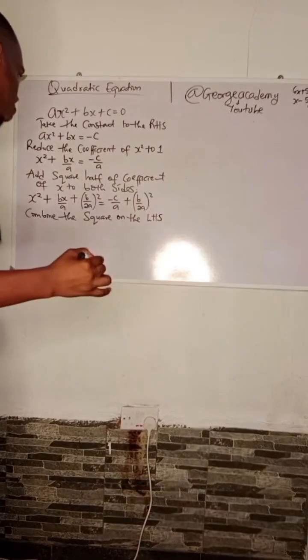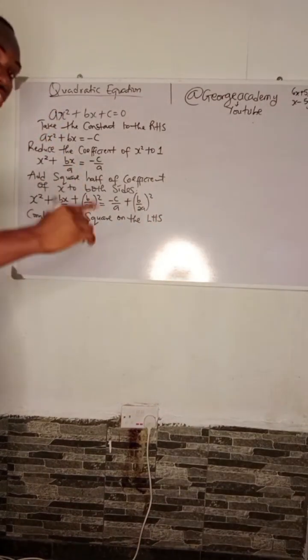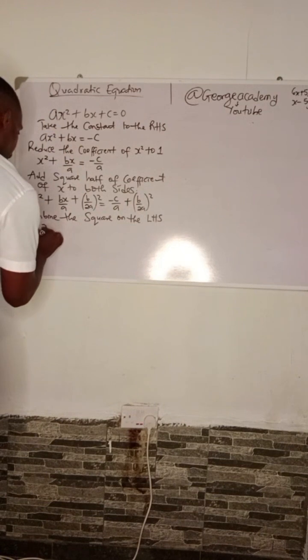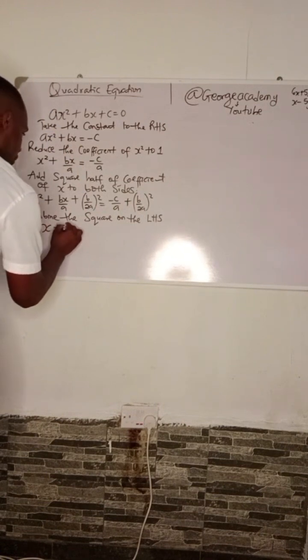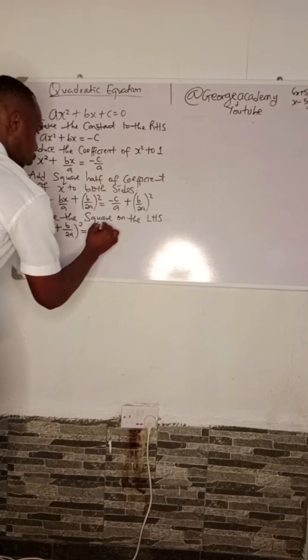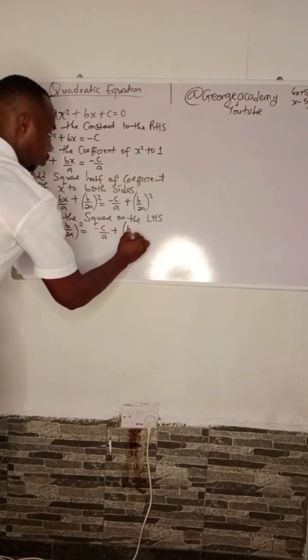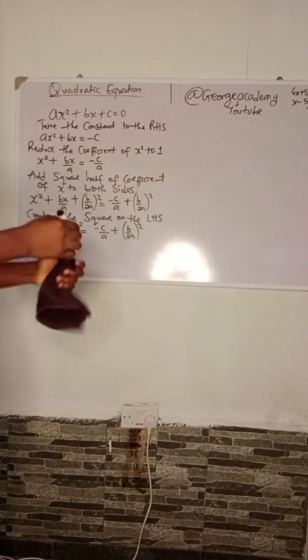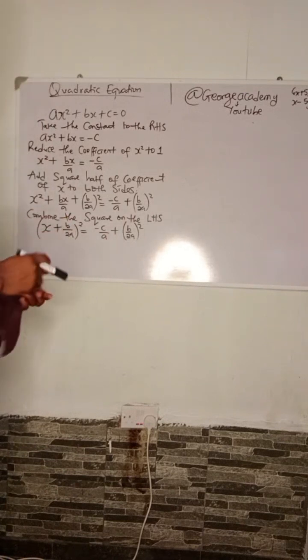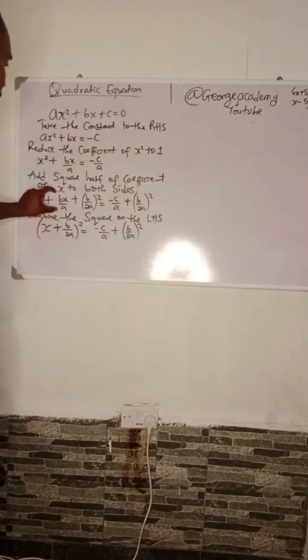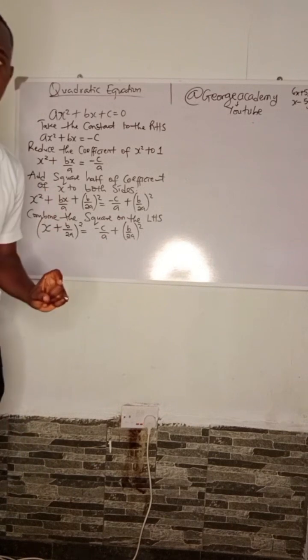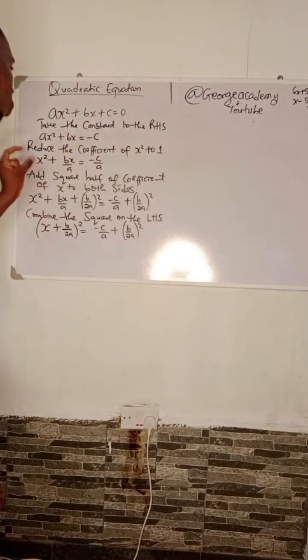This is the left hand side. So we are just going to combine only the square. It is going to be represented in this form: x plus b over 2a all squared is equal to minus c over a plus b over 2a all squared. Now someone will be wondering that immediately we combine the square, this bx over a is no more there. Let me show you what happened there.